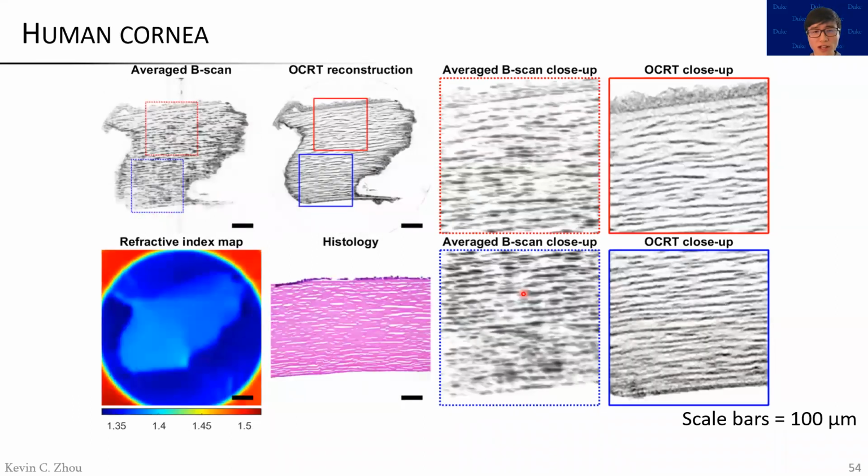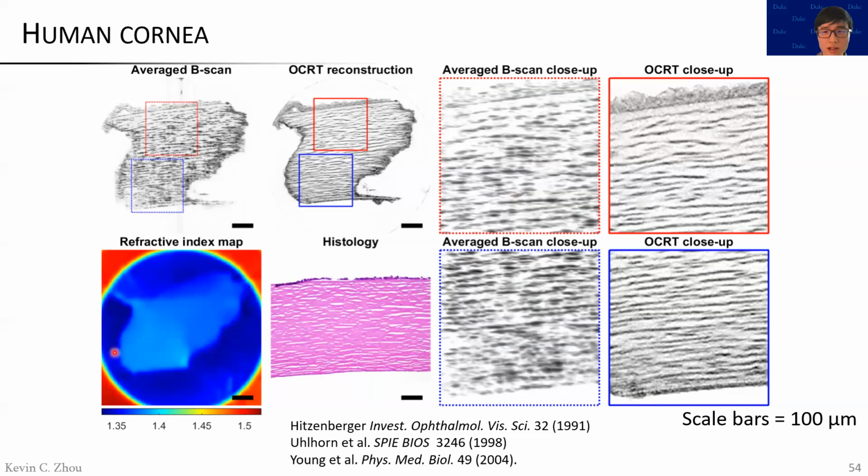We also imaged the human cornea. From these zoom-ins, we can see the enhanced resolution and speckle reduction in the stroma, so the lamina structures are much easier to make out and identify than in OCT. However, the primary point I'd like to bring up is the refractive index map, whose estimated values are around 1.38 to 1.4 or so. These are consistent with values obtained independently by other researchers. So we can conclude that OCRT can quantitatively obtain refractive index values.